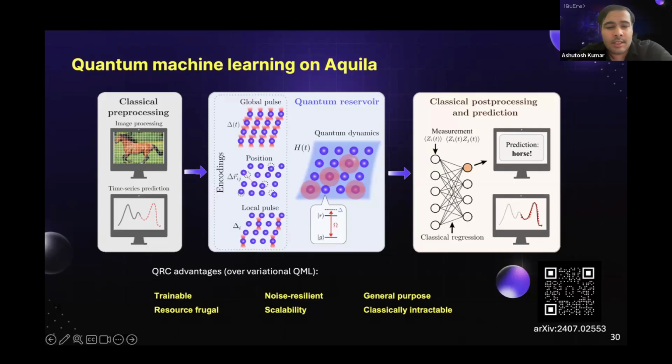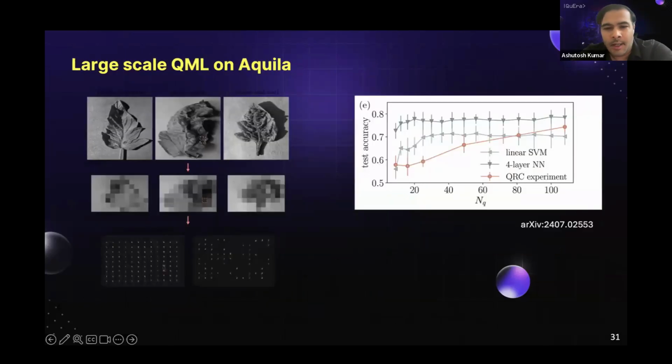So this is highly accurate, and there are a lot of advantages over variational QML. For example, it's renewable, resource frugal, more noise resilient, working in the analog mode, and highly scalable as well, as you will see in the next slide. And of course, it would be classically intractable to generate such a feature vector.